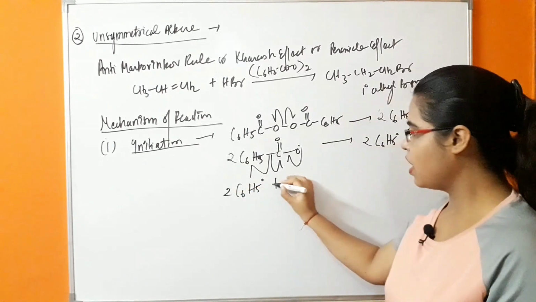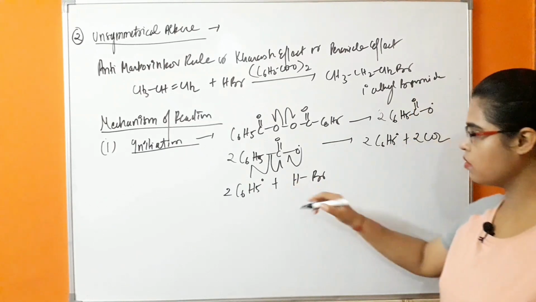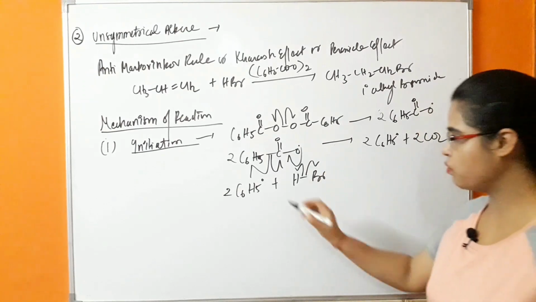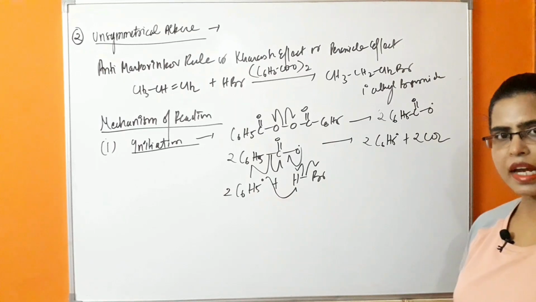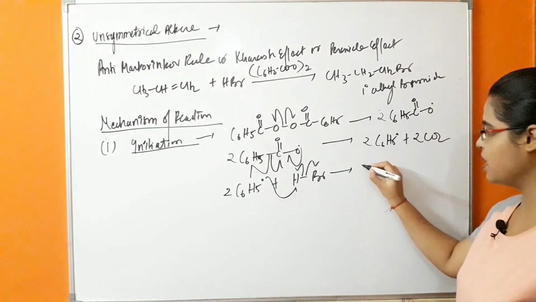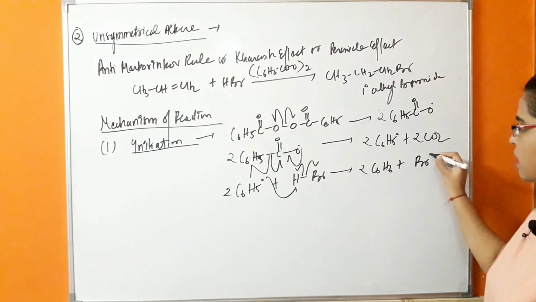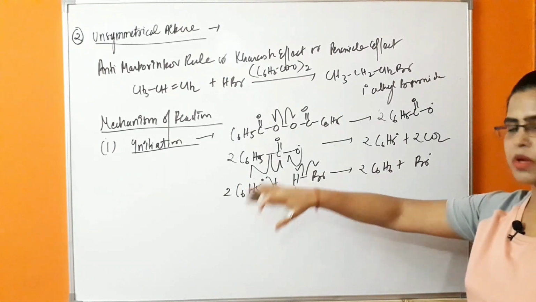So this phenyl free radical C6H5 will attack the hydrogen of HBr. Because of that, homolytic fission will take place, due to which this hydrogen will shift to phenyl. So there will be formation of benzene and removal of Br free radical, which is responsible for the chain reaction, that is propagation.